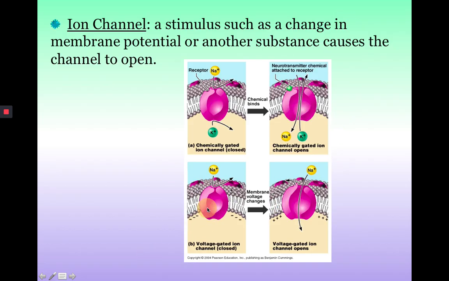If we have a voltage-gated ion channel, you need to change the voltage, which is going to be happening in something like a neuron where you're dealing with charges like positives and negatives, and that would be what's going to change and open up a channel. This will make much more sense when we get to neurons down the road.